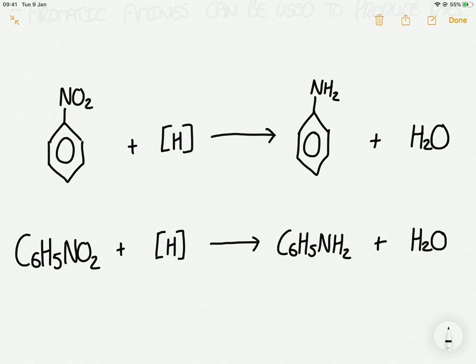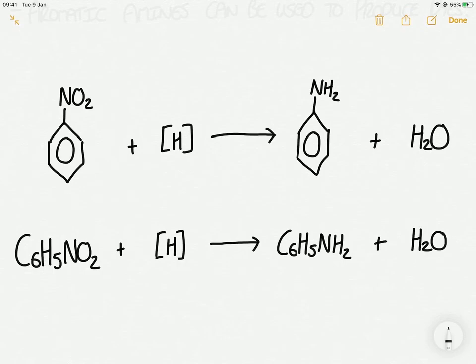Okay. The first thing to point out is we've got two oxygens in the nitro group. That's going to then have an impact on the water, which is then going to have an impact on the hydrogens. So have a go and see if you can balance it. Notice that we've got H in square brackets representing the reducing agent. That's common notation which you've seen before when looking at reduction of carbonyl compounds.